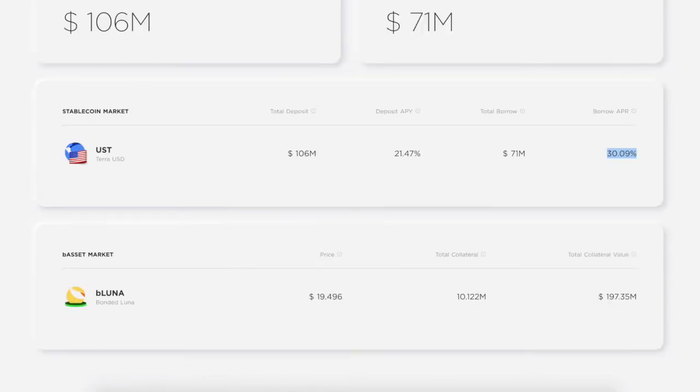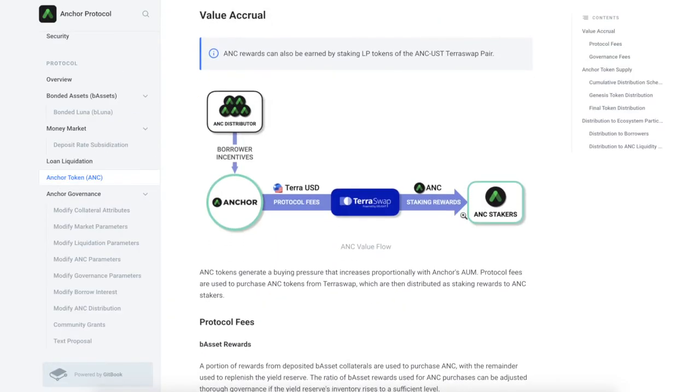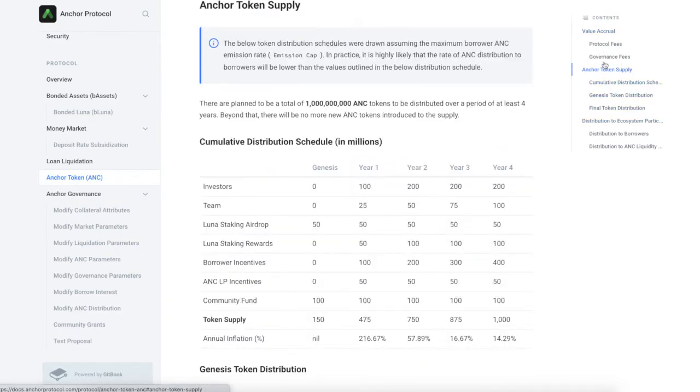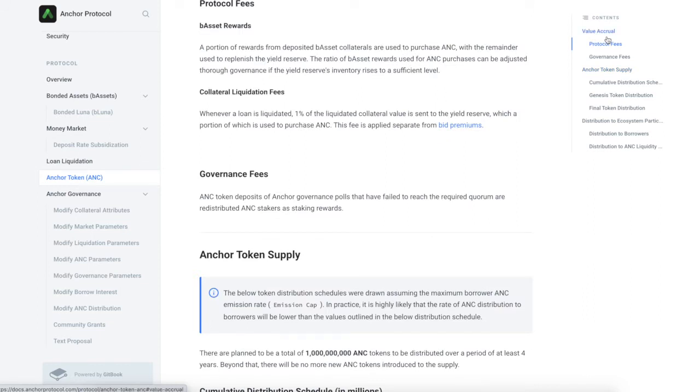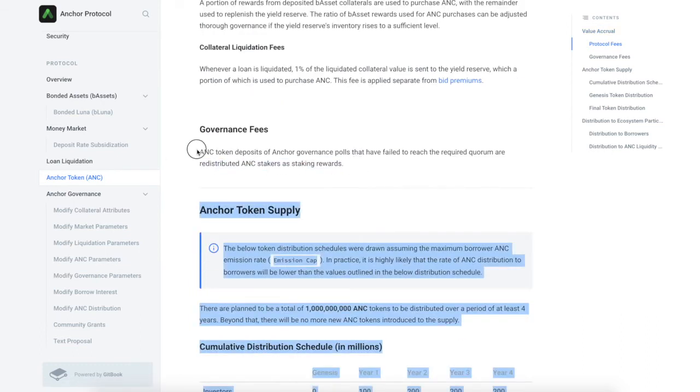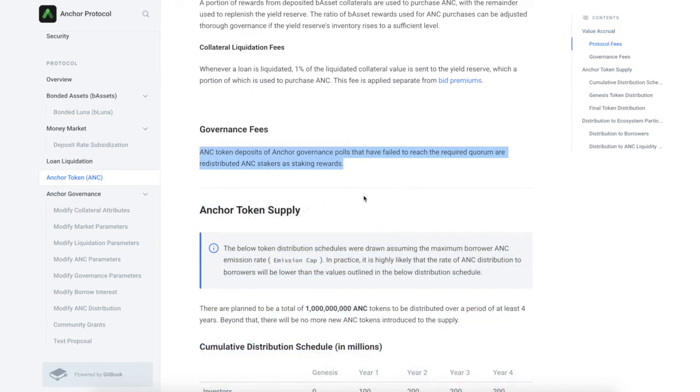This is the token release schedule. Let me show you guys this so you can know. Here is the token supply. Oh, well, actually, here's the protocol fees. So with the liquidation fees, whenever a loan is liquidated, 1% of the collateral is sent to the yield reserve, which is a portion used to purchase Anchor. So keep in mind that a portion of this is going to be used to buy Anchor tokens because they got to pay the interest out. And then you also have the governance fees. This is just for the Anchor token itself. And you will be able to see on the network when you're transacting, it'll tell you the fees before.